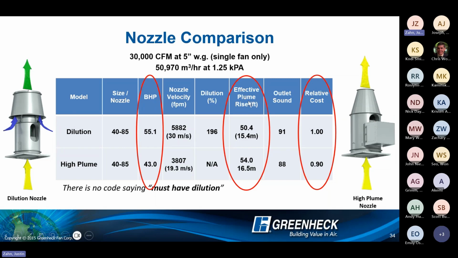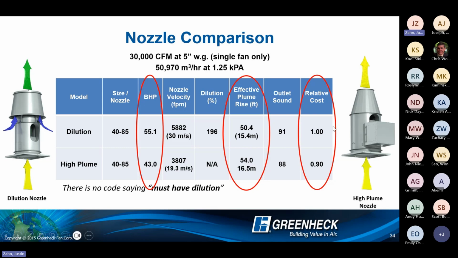A common myth when it comes to these dilution nozzles is people think you'll get a higher effective plume rise with the dilution nozzle. But in this particular case, at 30,000 CFM at 5 inches of pressure, that is not the case. The dilution nozzle had an effective plume rise of 50.4, and the high plume had an effective plume rise of 54.0. So, not a huge difference, but nonetheless, the high plume still performed a little bit better when it came to plume height.